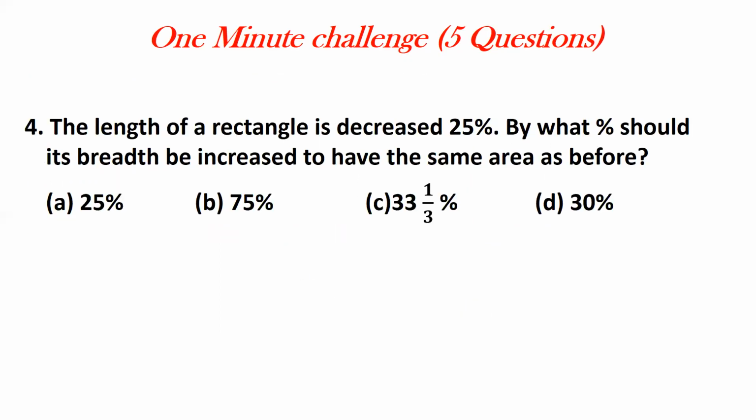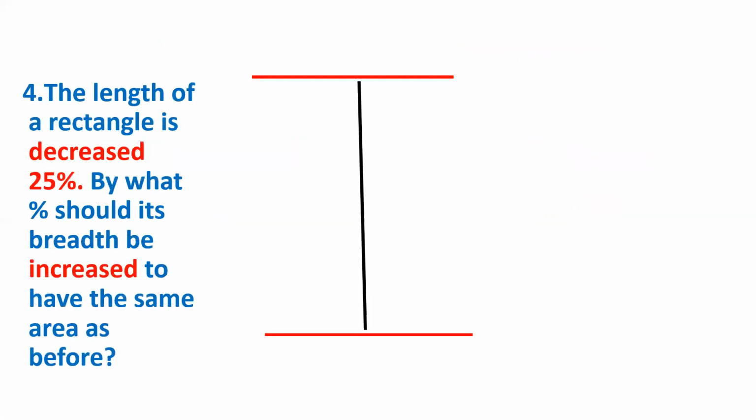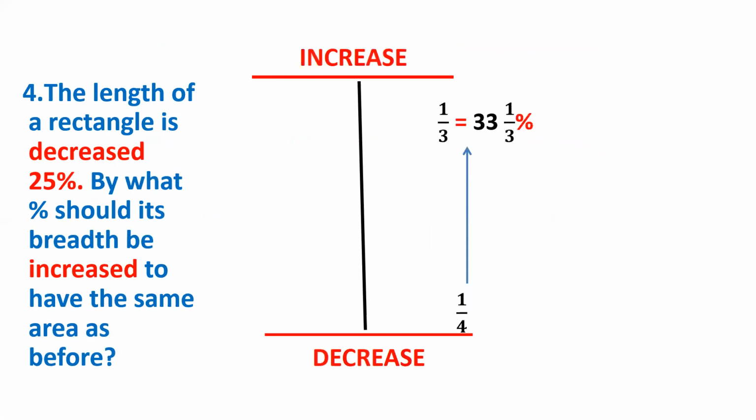Similarly, if we move to the next question, the length of a rectangle decreases by 25%. By what percent should its breadth be increased for the same area as before? Decrease is given, we'll write the 25% or 1 by 4 in the lower side. When it goes up, we can have 1 by 3, that is equal to 33 whole 1 by 3% or 33.33%. Decrease is given, we'll write on the lower part, and when it goes up, it will become 1 by 3. 1 divided by 4 minus 1, that is 3.